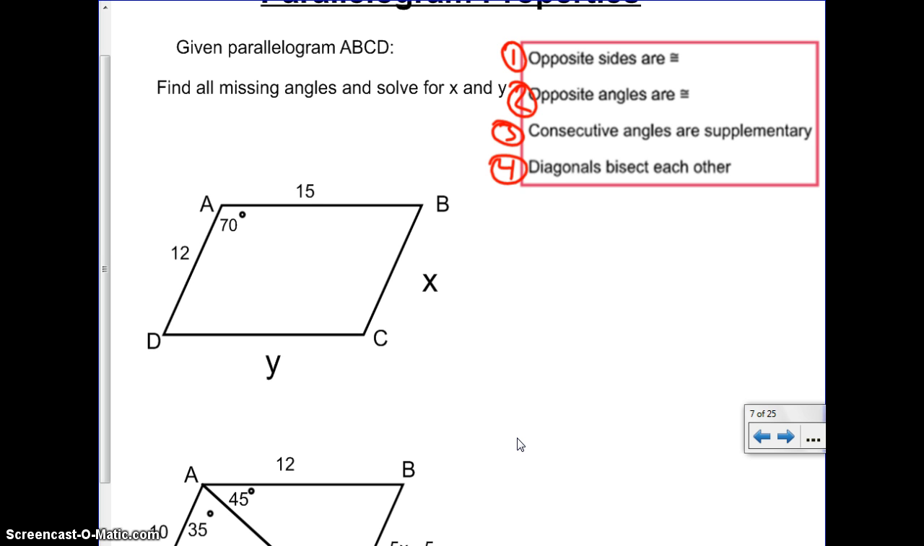So for all the questions we do, the directions are find all the missing angles and solve for x and y. So here we go. Let's look at this number one, which is right here. They gave us the A is 70 degrees. So let's just start labeling everything we know.